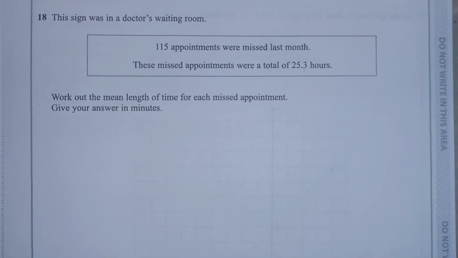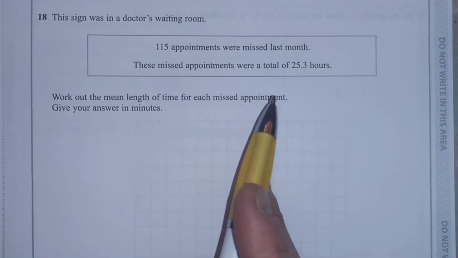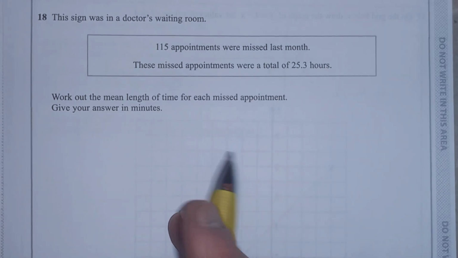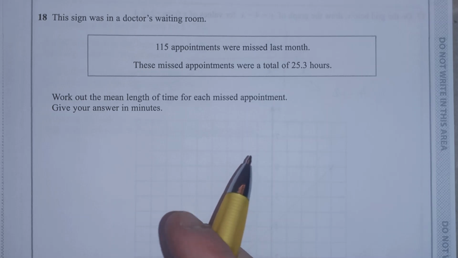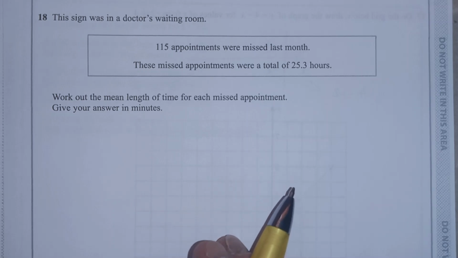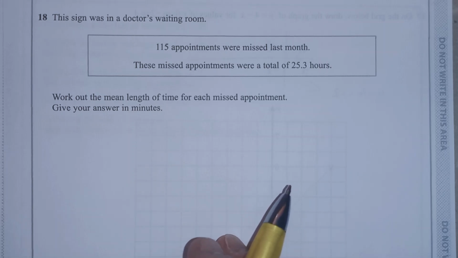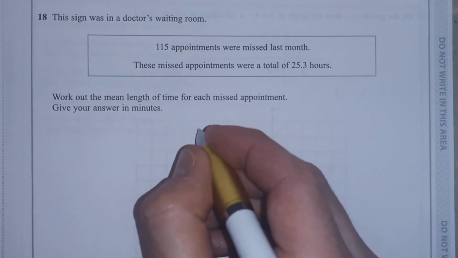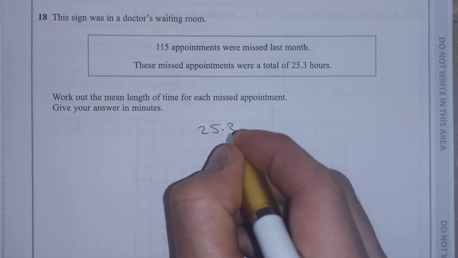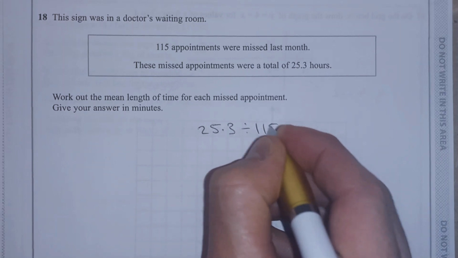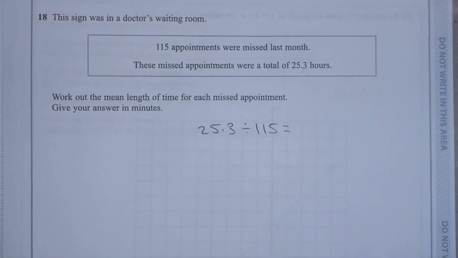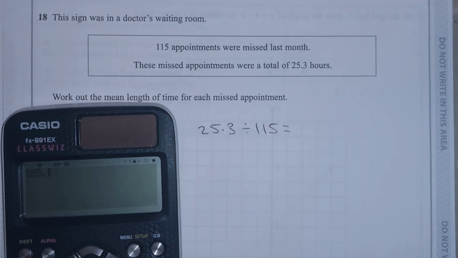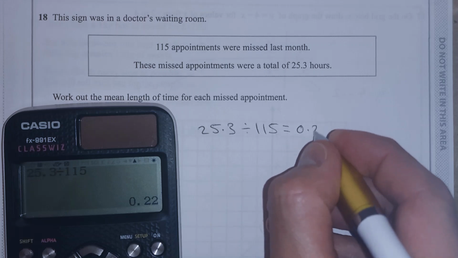Question 18. This sign was in a doctor's waiting room. 115 appointments were missed last month. These missed appointments were a total of 25.3 hours. Work out the mean length of time for each missed appointment. Give your answer in minutes. Okay, mean, so we take the total, 25.3, divide it by how many appointments we've got. Okay, and we get 0.22.